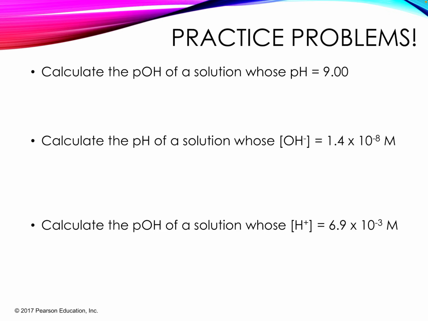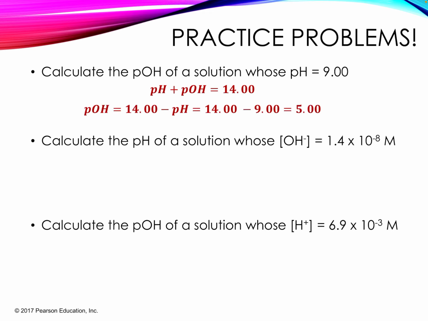Okay, so now we're trying to find pOH from pH. So we have an equation that relates those. pH plus pOH equals 14.00. So we can just go ahead and do 14 minus 9, and that gets us our pOH.